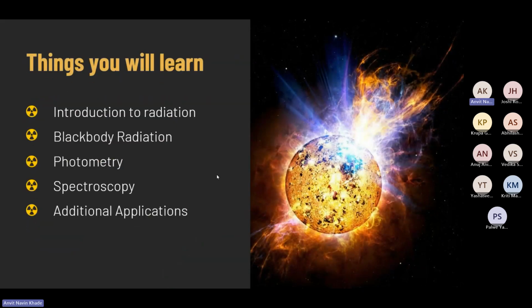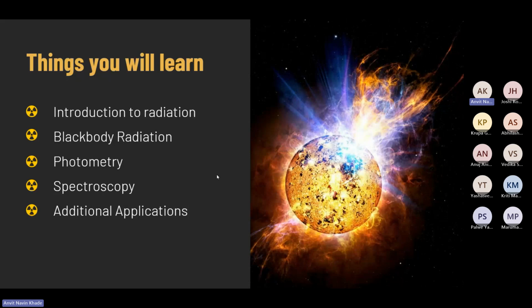So these are the contents of the module. Throughout this presentation, we'll delve into several key areas. Firstly, introduction to radiation. We will start by discussing the basic concepts of radiation and its significance in astronomy. Second, black body radiation. We will explore the theory behind black body radiation and its crucial role in understanding stellar properties and the history of our universe.